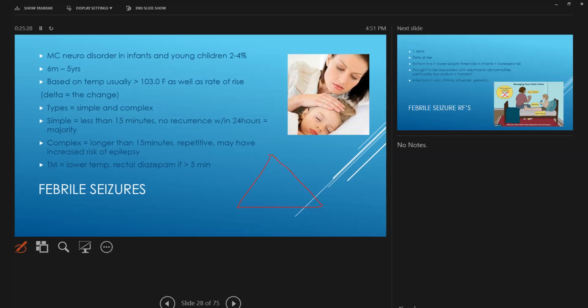concerning. A simple one is less than 15 minutes and has no reoccurrence within 24 hours. This is by far the majority of these febrile seizures. A complex febrile seizure lasts longer, can be repetitive, and may have an increased risk of developing epilepsy. So we want to lower these children's temperature so that it doesn't occur again, and we want to give them rectal diazepam if the seizure is greater than 5 minutes.